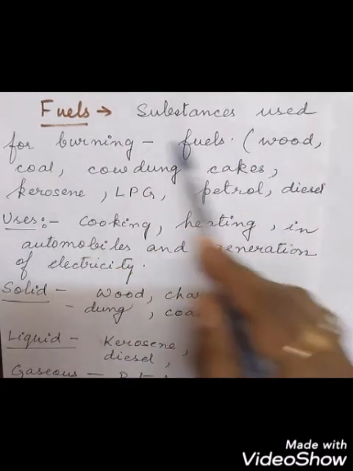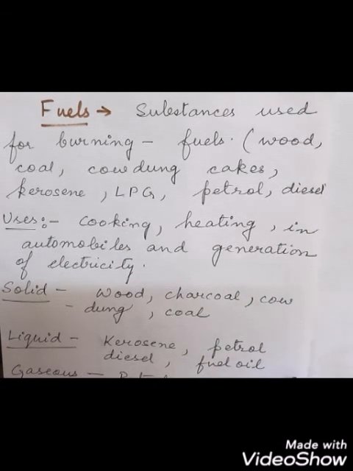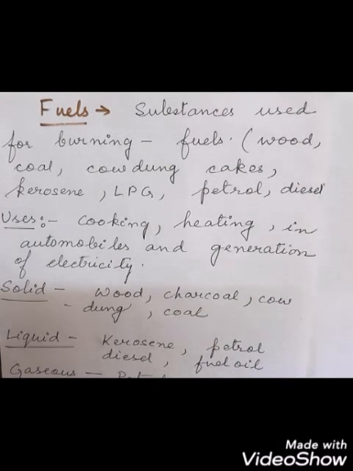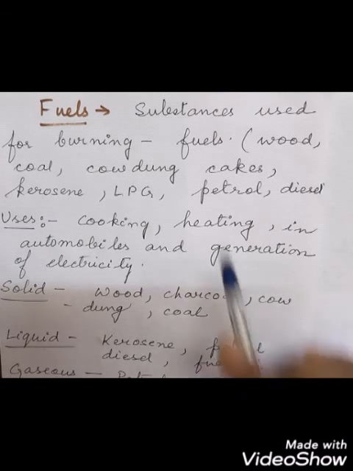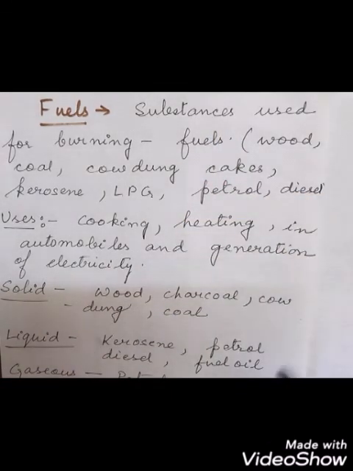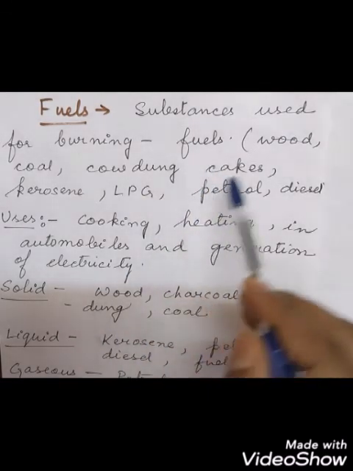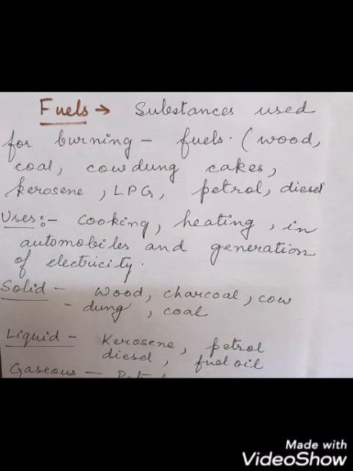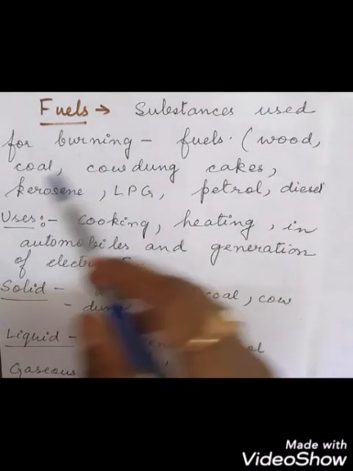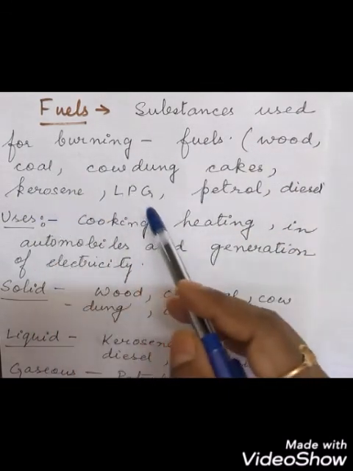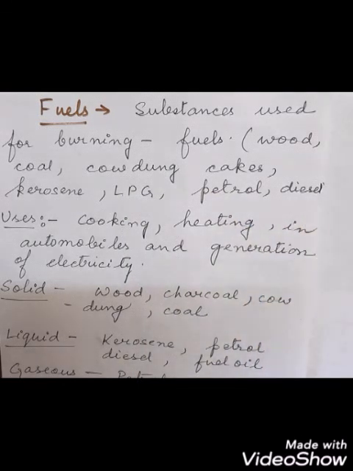Do you know cow dung cakes? These are not cakes that we eat. These are made up of cow dung and used as fuel for burning, for cooking food. In the villages mainly, these are used in the chulhas for cooking food. So these are called cow dung cakes. Wood, coal, cow dung cakes, kerosene, LPG, petrol, diesel are examples of fuel.